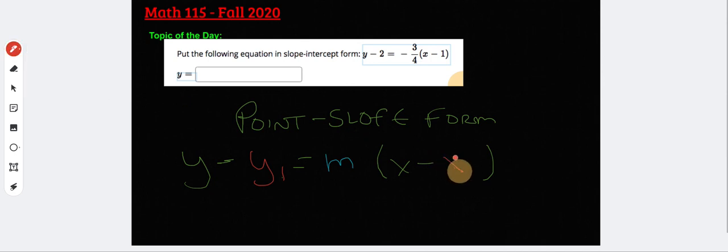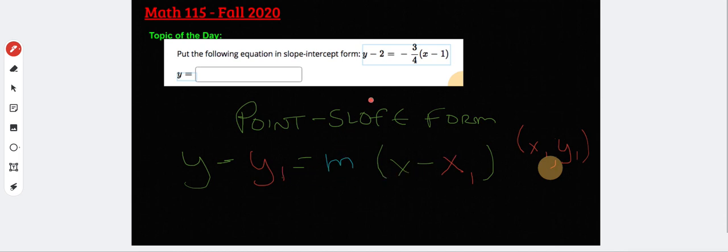So take a second, pause the video if you like, read this through carefully, see if you understand what I'm going to be doing here. y minus y1 equals m parentheses x minus x1, where x1 and y1 are actually a point that you're working with in the problem. All right, x1 and y1 are specific points. And you're going to have to practice this with me over time. You're going to be using this more and more.